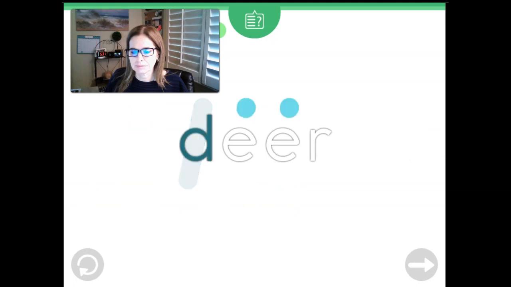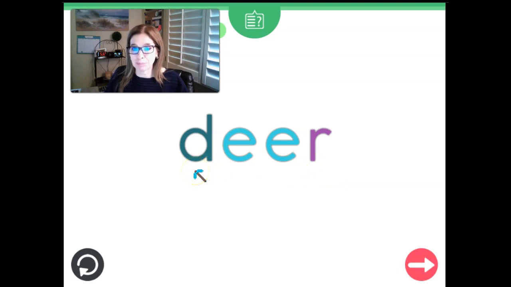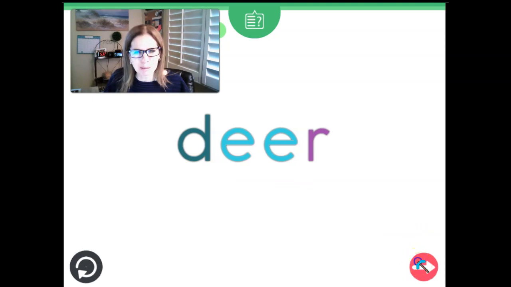Deer. In this word deer, we really have to blend it together, right? Separately it's D, E, er, but when we say it, it's deer. So it kind of makes its own magical blend. Have you ever noticed that about words?